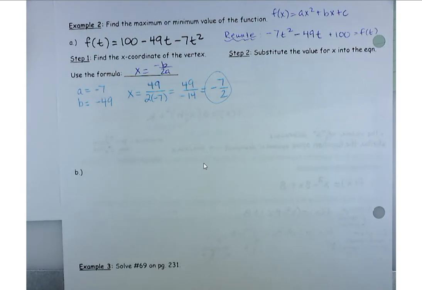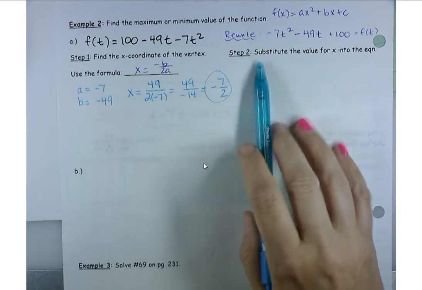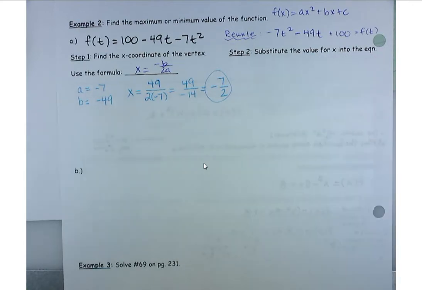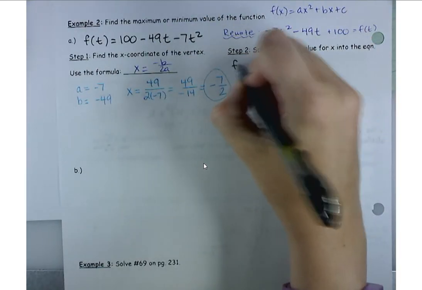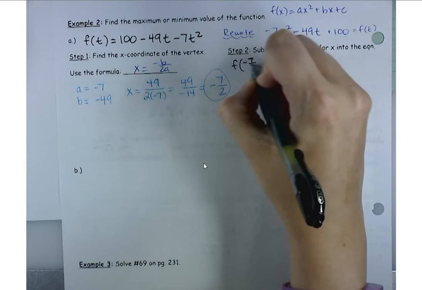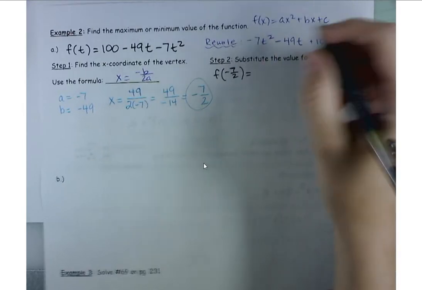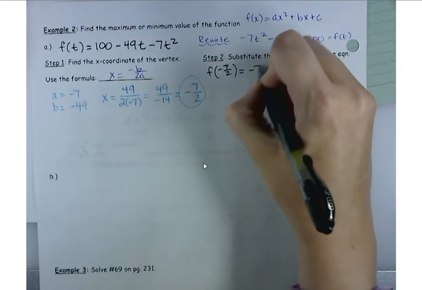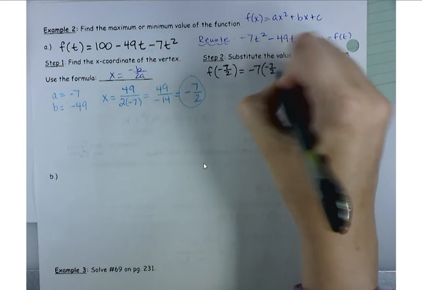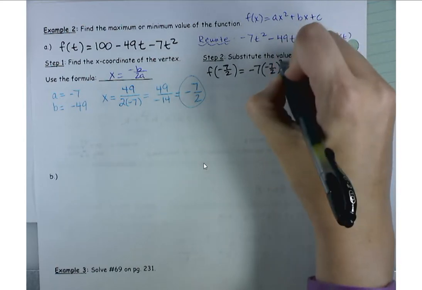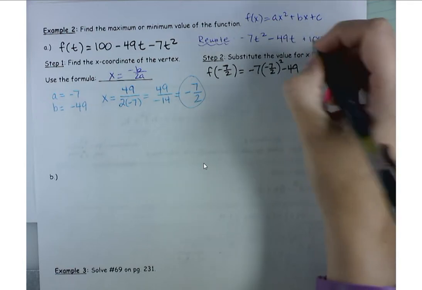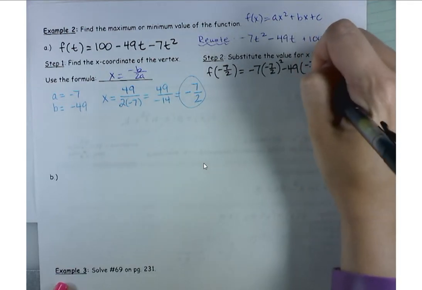So if I know the x coordinate, how do I find the y? You just plug it into the equation, right? Even if you forgot, step 2, substitute the value of x into the equation. Okay, so remember we want to make sure we can do this without our calculator. So f of -7 over 2 is going to equal, and I'm going to use my standard form, so -7 times -7 over 2 squared minus 49 times -7 over 2 plus 100.